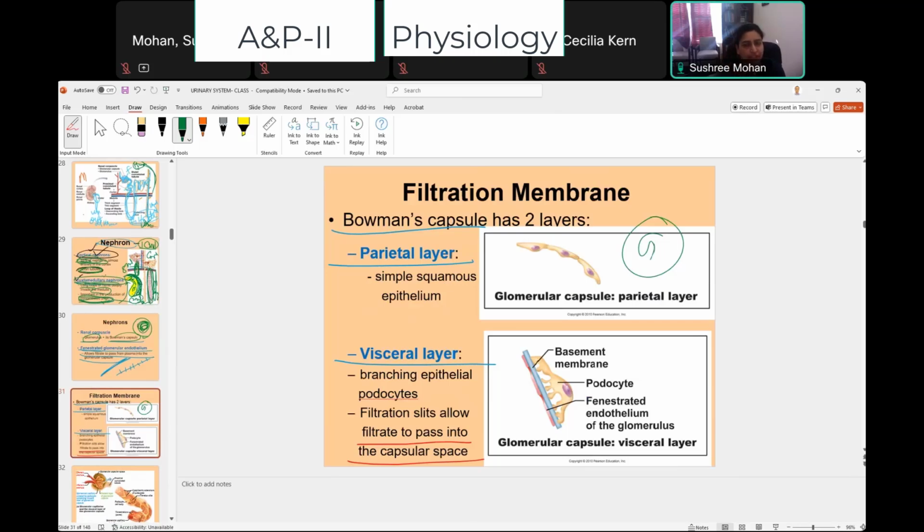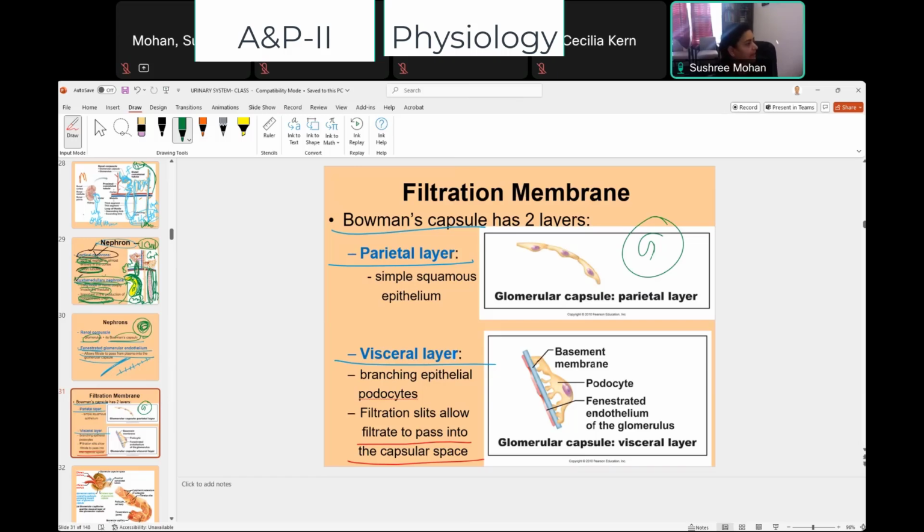Where the filtration is happening, it is getting rid of the bad substances and retaining the good substances. It will take back A, C, and E, and remove B and D. Bad guys have to go, good guys have to stay back. Filtration is very crucial. To have filtration, the Bowman's capsule has 2 unique layers.